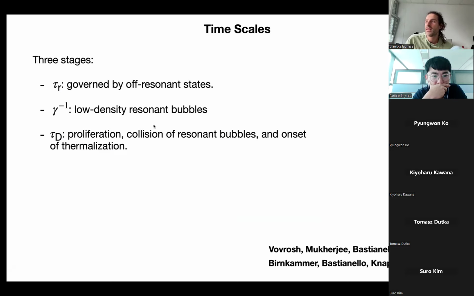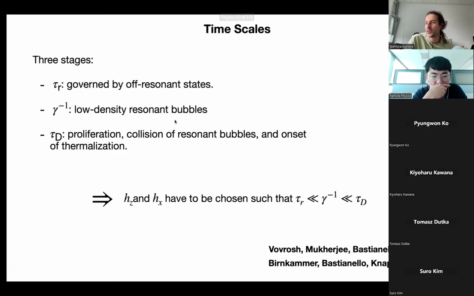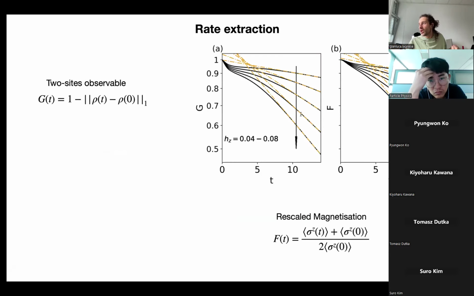We want to see this intermediate stage, and this is basically what we had to do: tune Hz and Hx such that we had a clean separation of timescales, to find eventually this part in the simulation where we could assume that we are observing this tunneling process, okay? And how do we do this?